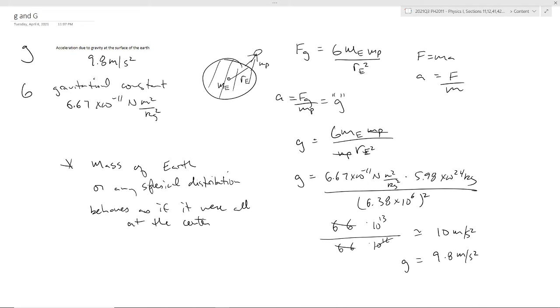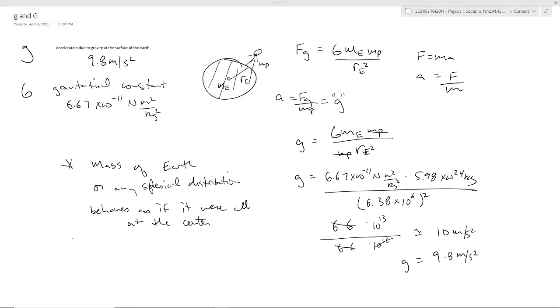So even though the Earth has volume and stuff, and it may seem weird that that wouldn't matter, it behaves mathematically as if the entire mass of the Earth were at a point at the center, and that makes this picture of looking at you standing on the surface of the Earth maybe a little bit more consistent with what we've been talking about when we talk about satellites or something like that.